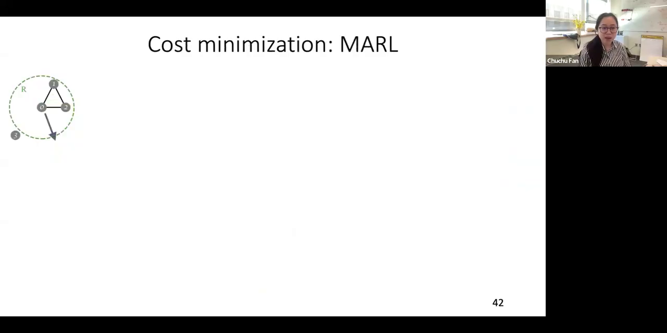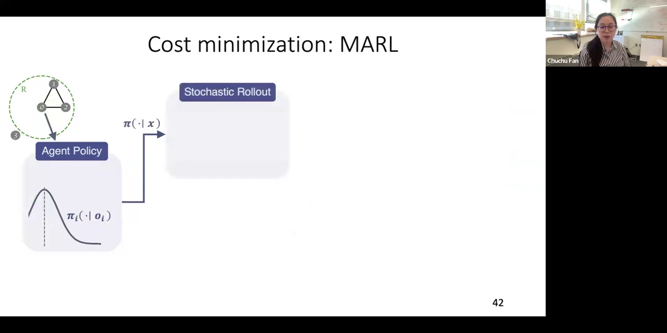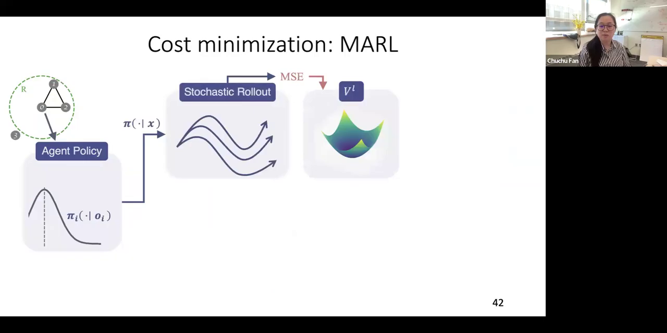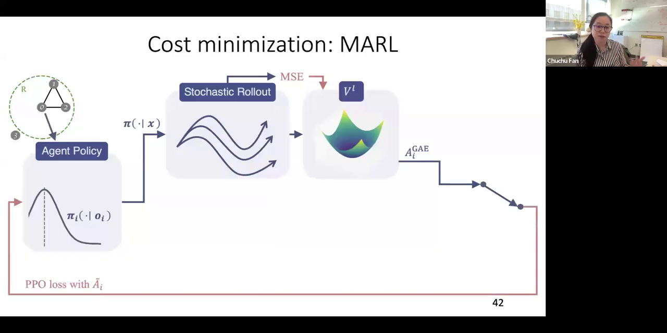Now, the way is also quite standard. From the policy, we get some stochastic rollouts. Using these stochastic rollouts, we'll be able to learn the performance value function. Here, it is the value function corresponding to the cost function that we have. Using that value function, with PPO loss we will be able to learn a policy for the objective.